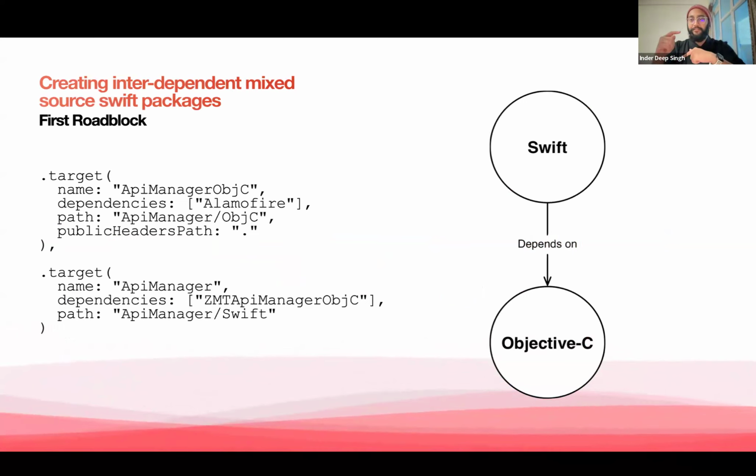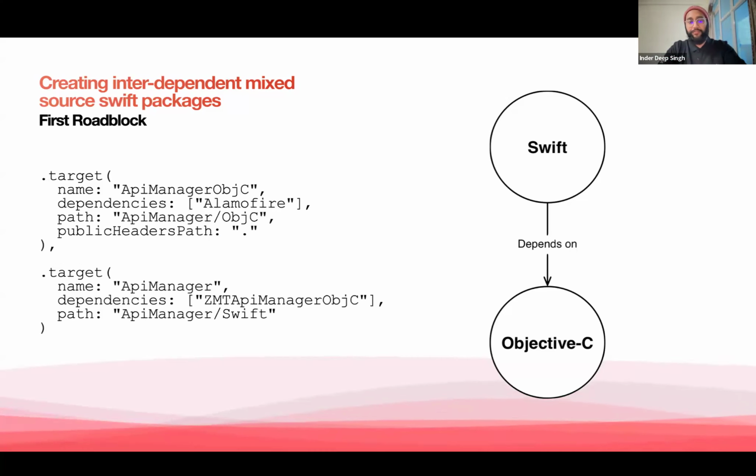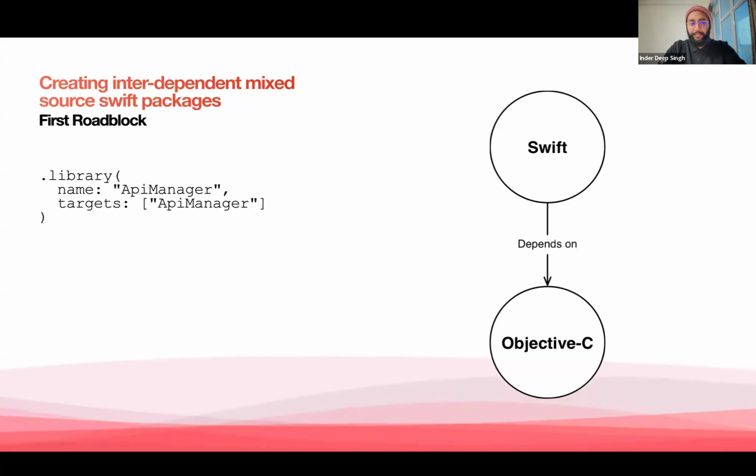You could also have it the other way. Maybe your Objective-C code depends on your Swift code, right? So it's all about getting it in a linear fashion. And then you would just export the final Swift target as the library output.